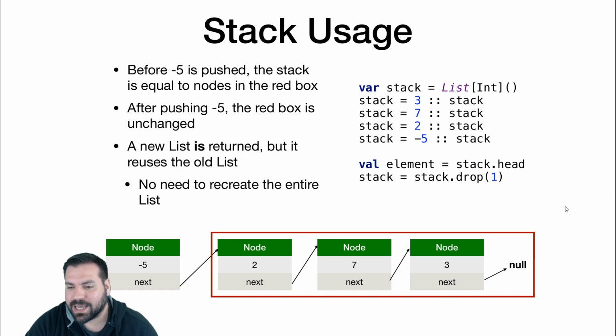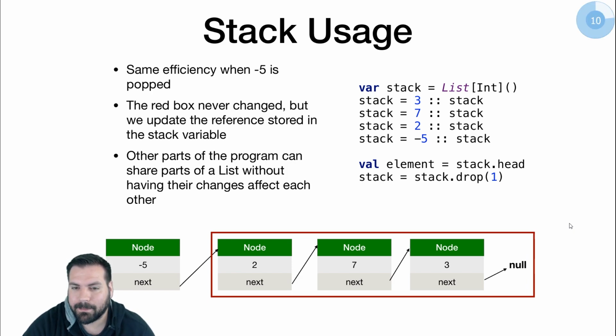So append needs to reach the tail of the list first and then add a node to the tail. Yeah, and it's even worse than that. So let's talk about it.